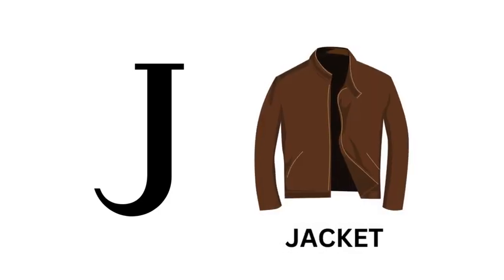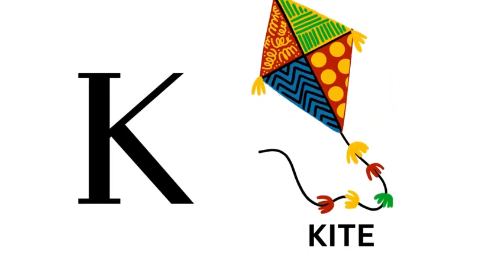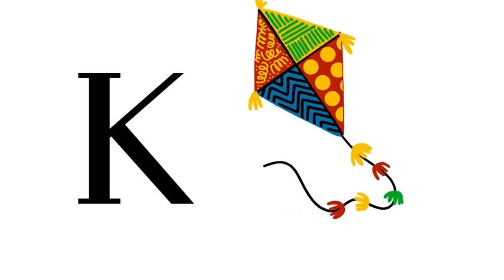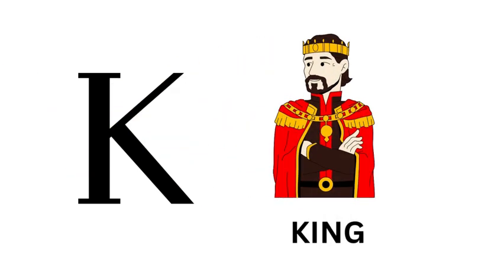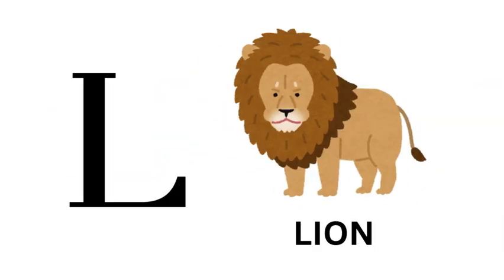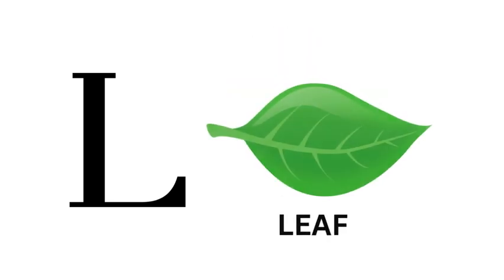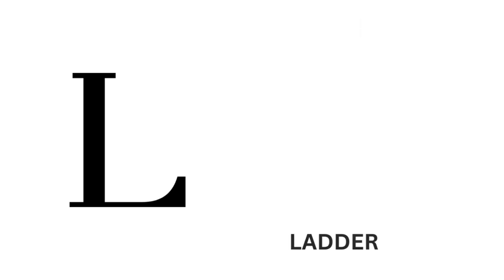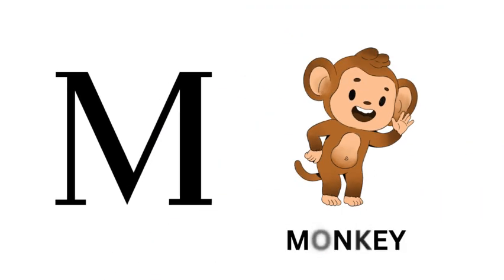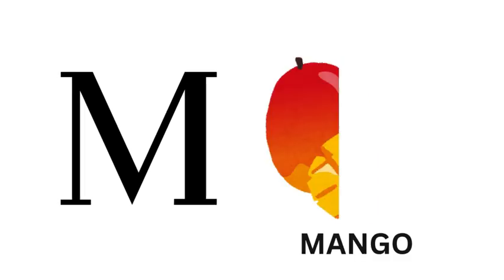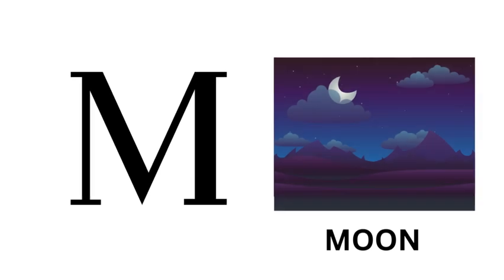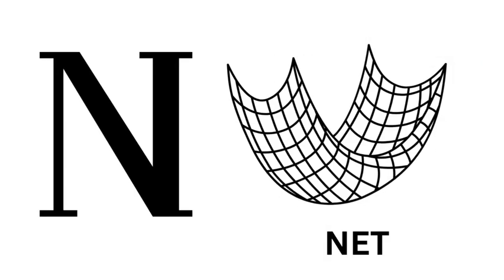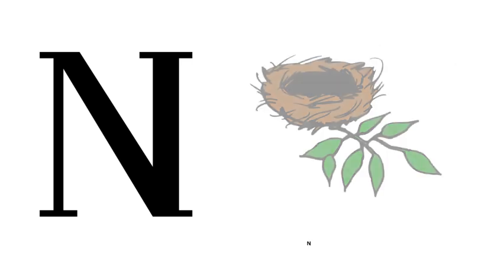J for jacket. K for kite. K for key. K for king. L for lion. L for leaf. L for ladder. M for monkey. M for mango. M for moon. N for net. N for nest.